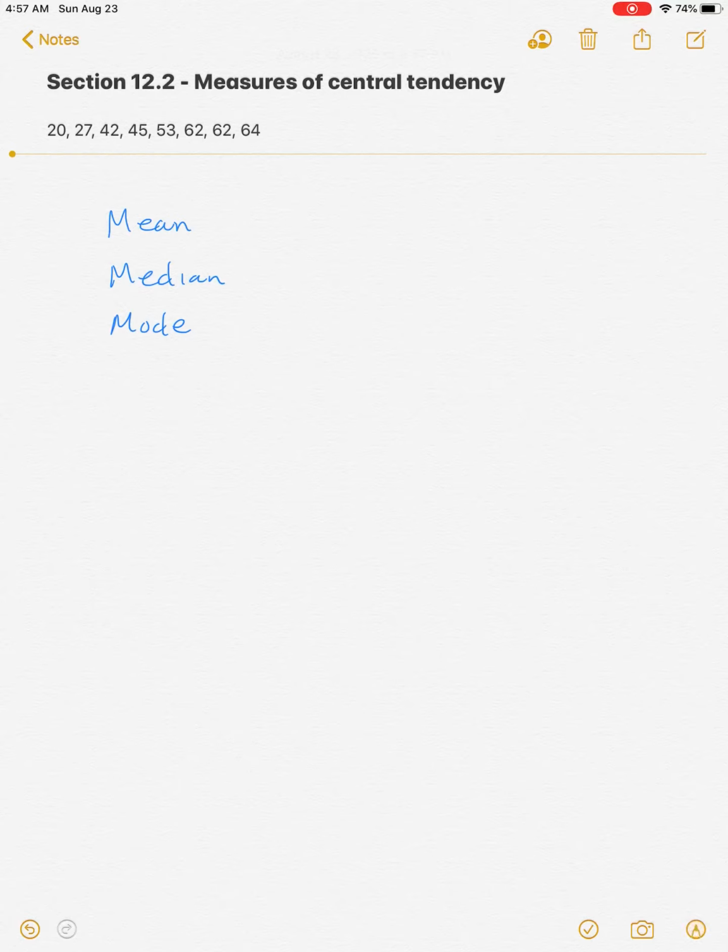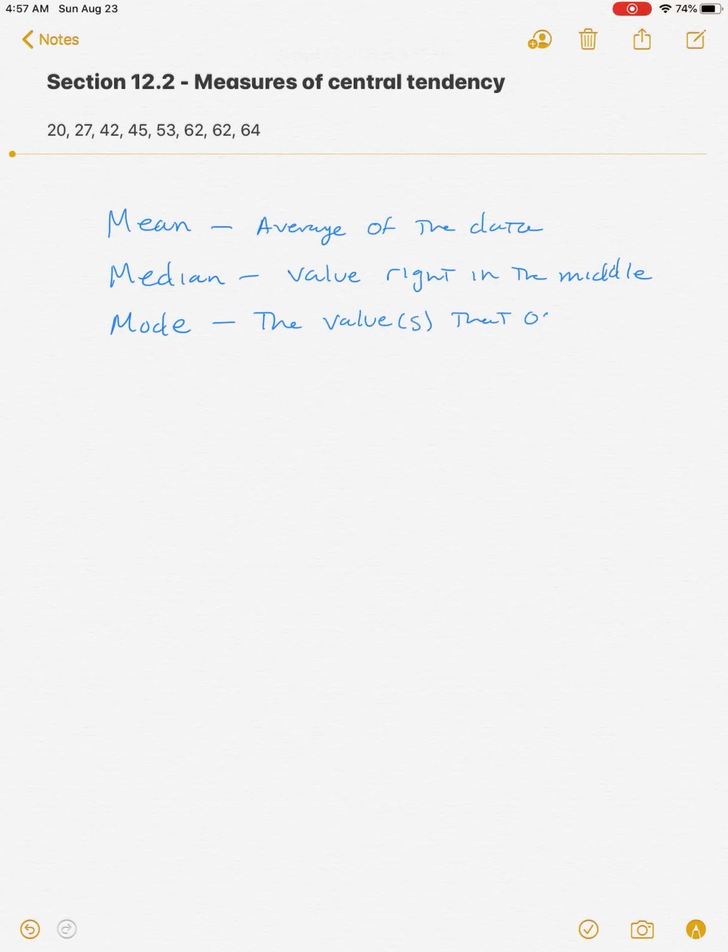So let's define some of these. The mean is the average of the data. The median is the value right in the middle of the data. And the mode is the value, or sometimes values, that occur most often.